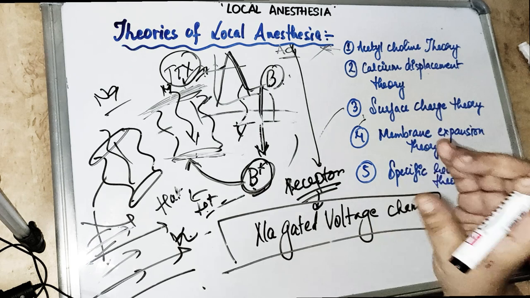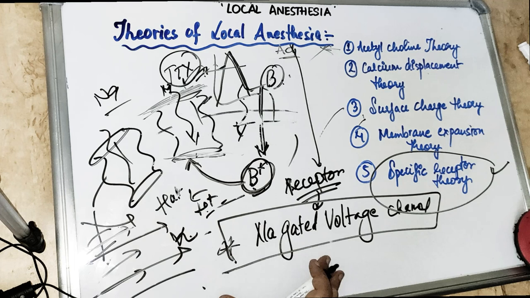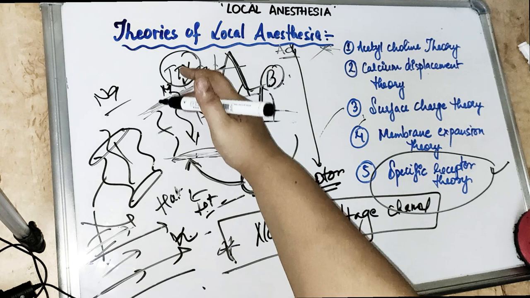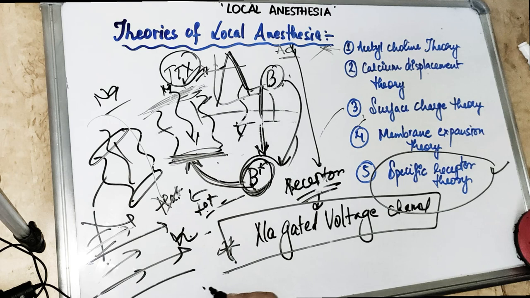The main accepted theory is the specific receptor theory. Why? Because local anesthesia acts on a specific receptor. Which specific receptor? The sodium gated voltage channel. These local anesthetics come inside when they are in unionized form. They come inside, become ionized, and block these sodium gated channels, and thereby no sodium can come inside. This decreases the depolarization, this decreases the impulse, and there is no more pain.